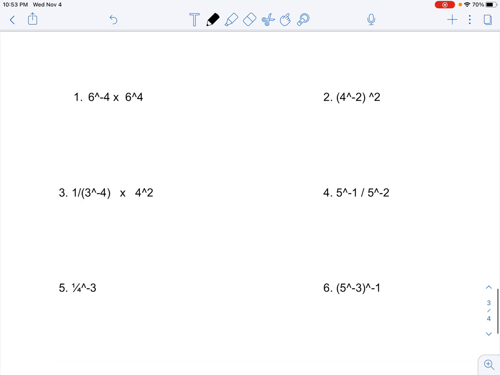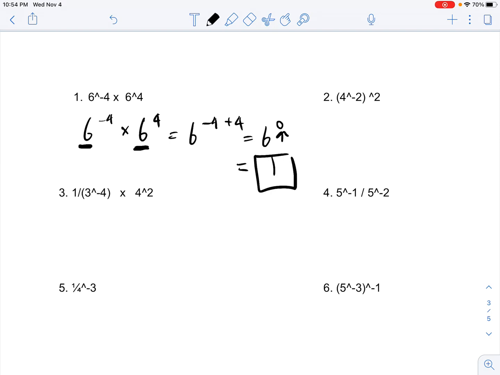Okay, moving on. Now you have 6 to the -4th times 6 to the 4th. Now remember, you can add these two exponents since their bases are the same. So 6 to the -4 plus 4, what is that? Just 6 to the 0th power. Anything to the exponent of 0 is just 1.